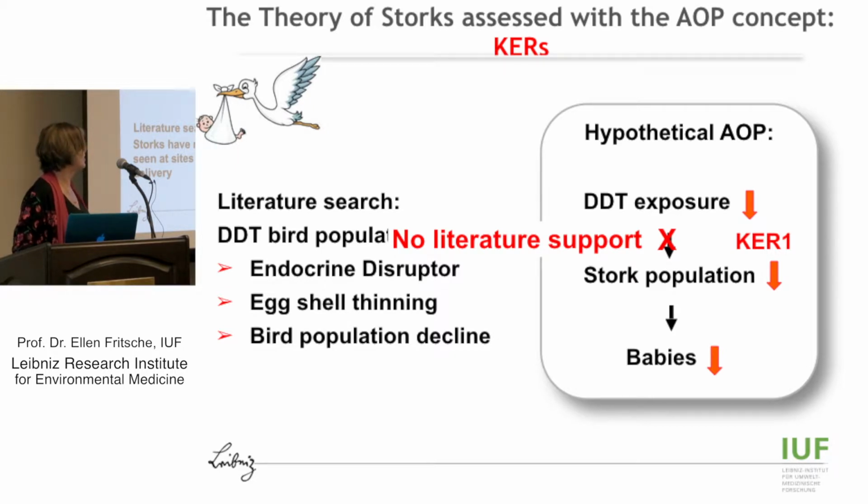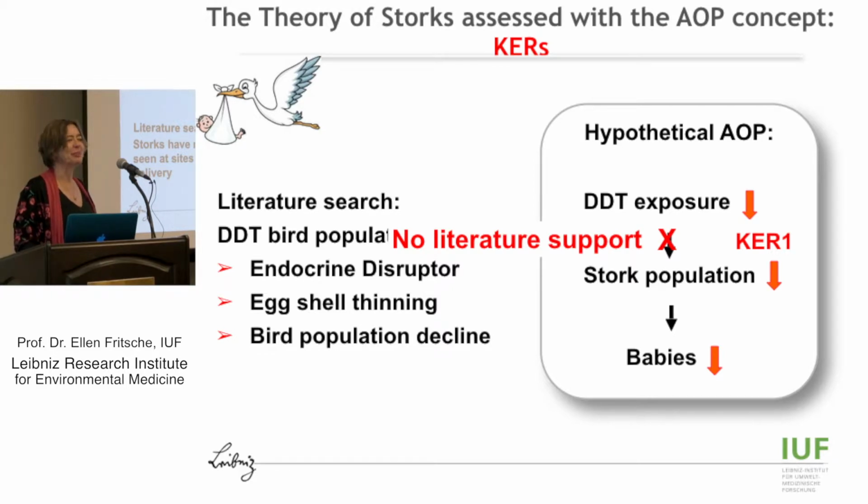So that makes us think that there is also no literature support for key event relationship number 2, which shows that the lack of causality defeats the theory of storks with an AOP concept. So this is something to bring the concept a little bit closer to the students. I like to use this example because, if you want to research it on the web, this Nature paper really has been discussed a lot in epidemiology. Okay, so this was a little bit to make you smile in the morning.